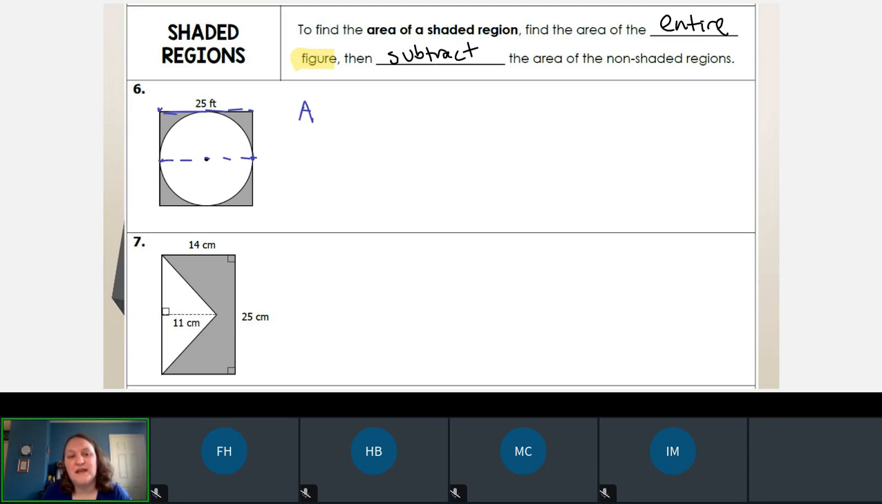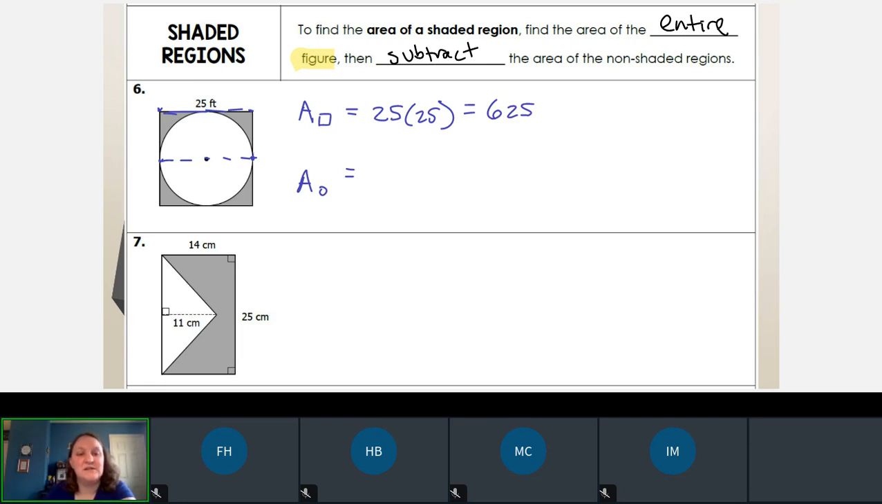We're going to find the area of the square. We're going to find the area of the circle. And then to find just that shaded part, we're going to subtract. So we look at our formula sheet. We see that a square is really a rectangle, and so its area is length times width, which just happened to be the same. So the area of my square is 625. We'll put units at the very end.